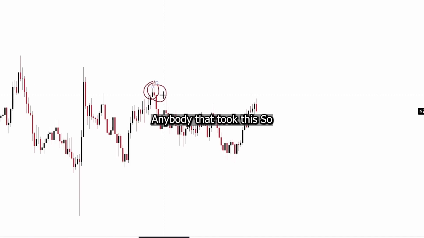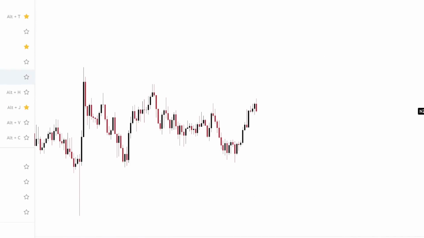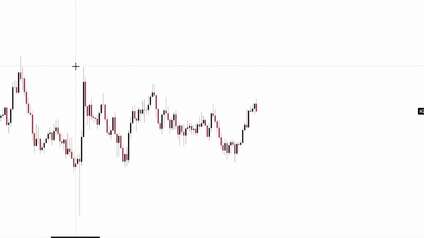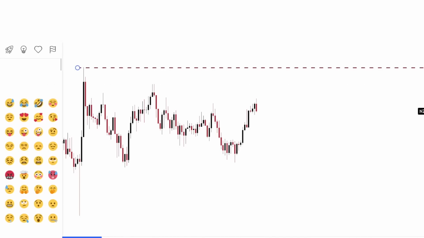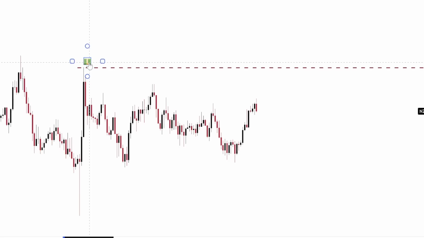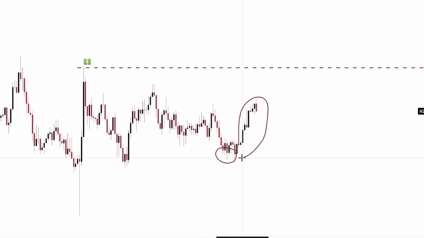Anybody that took this sell, their stop losses would be right here. So now you have your liquidity right here. And now let's look at this level right here. A lot of buying came directly from this level, directly rejecting from this peak right here to form this entire move.